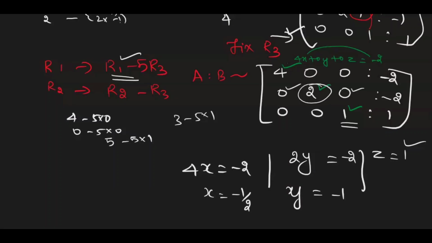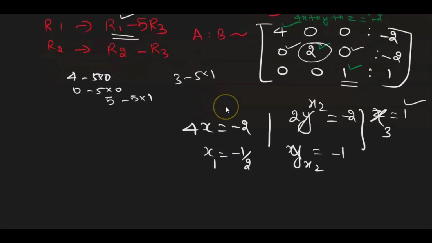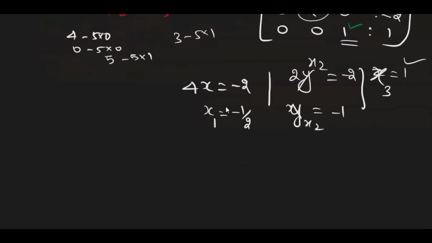So direct comparison. Normally in Gauss elimination, we'll take z first and then substitute in the second equation. And of course, I have written x, y, z, but in the question they have given x1, x2, x3. So let me change it to the same notation.